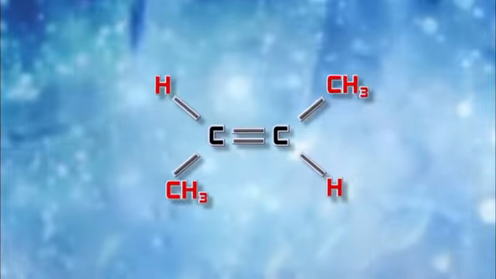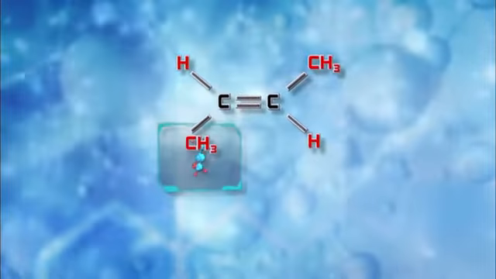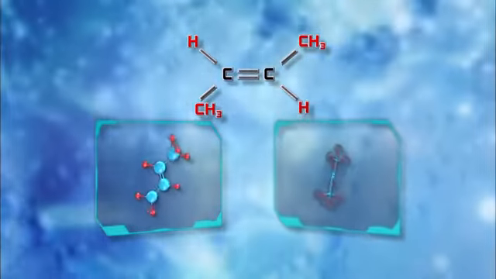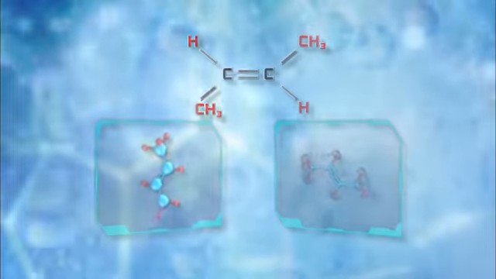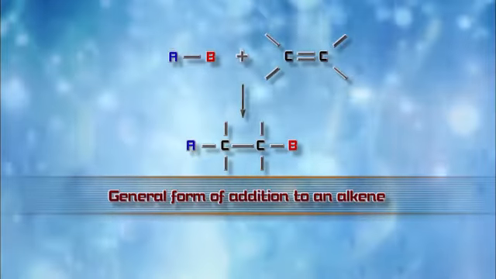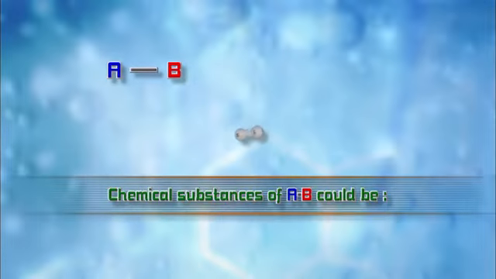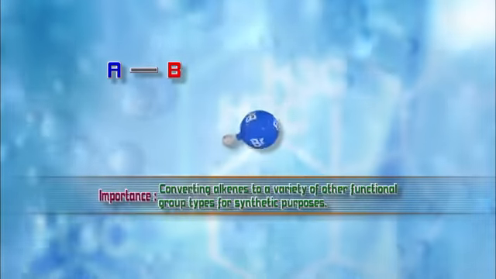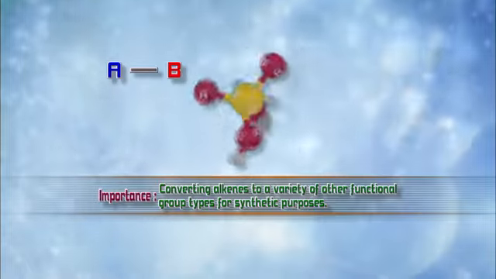Alkenes are unsaturated hydrocarbons. The characteristic reaction of alkenes is addition to the carbon-carbon double bond. In chemistry, a carbon-carbon double bond is denoted by a double dash. The general form of addition to an alkene may be represented as where A, B can be various compounds. Through addition reactions, alkenes can be converted into many compounds with different functional groups for synthetic purposes.